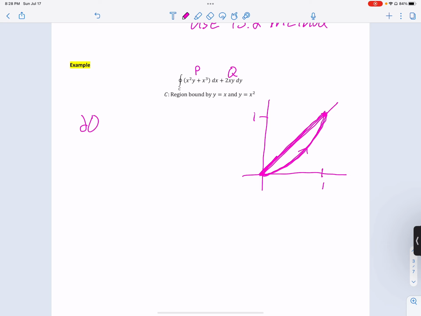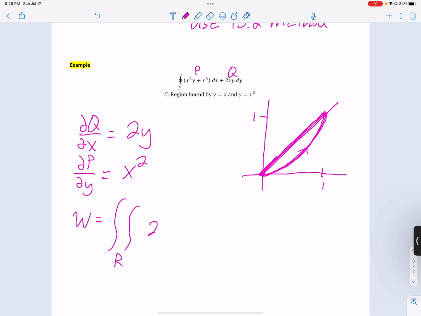So we take the partial of Q with respect to X. That's going to be 2y. I take the partial of P with respect to Y. Right, I get x squared. That's all I have there. So the work here is going to be over the region R, which we'll deal with. And it's going to be 2y minus x squared dA.